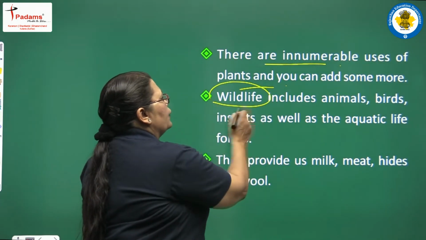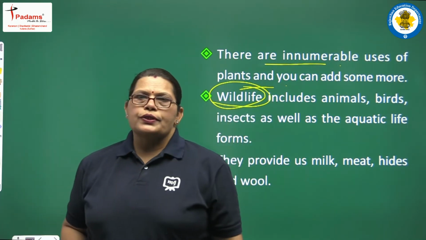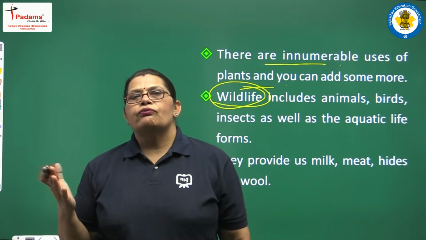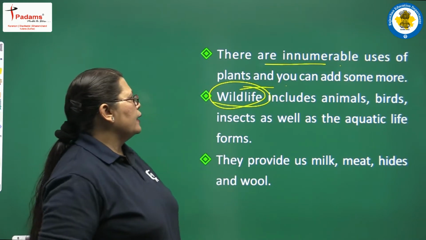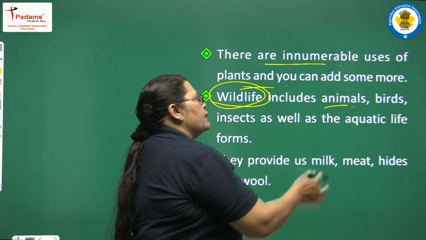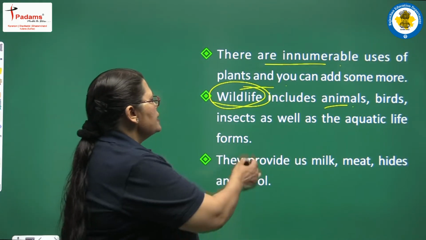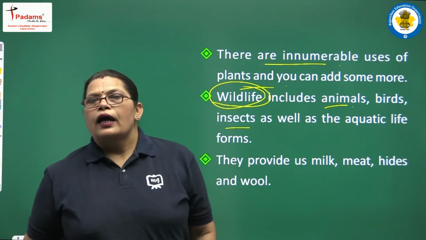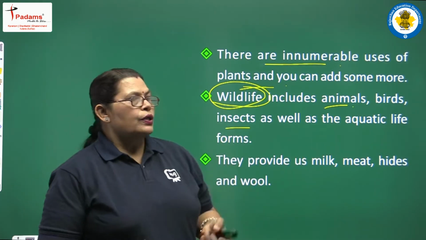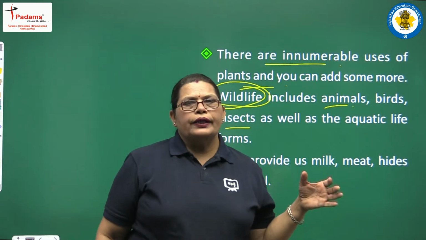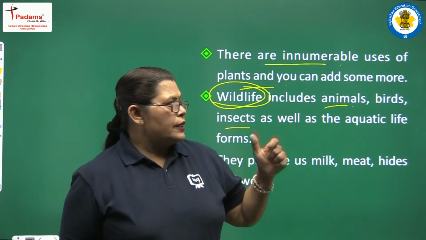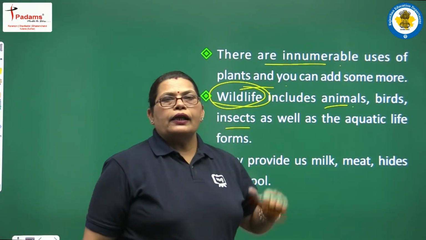Next we are including another resource here. Yes, the wildlife resources. See here, wildlife includes animals, birds, insects as well as aquatic life forms. So wildlife does not include only the earthly parts, it includes aquatic life also.